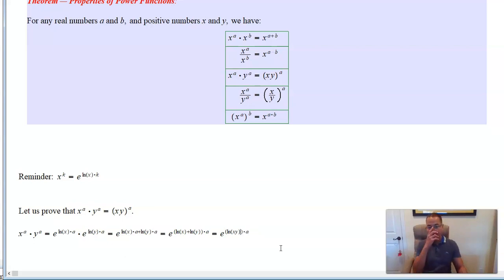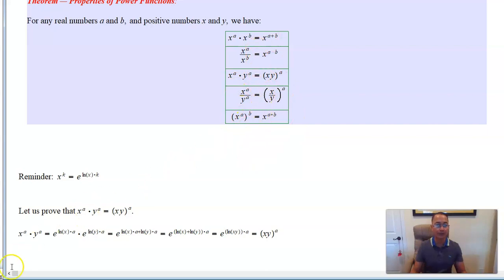Okay, there we go. So we have e to the power ln of xy together times a. But wait a minute. e to the ln of x times k is x to the k, but it looks a lot like that, except instead of x, it's xy. So replace x with xy, replace this x with xy as well. So this is the same as x times y raised to the power a. All right, there we go. So that is the third property.